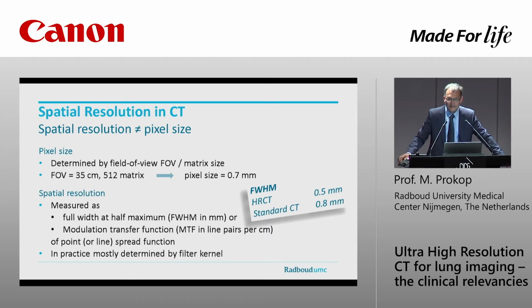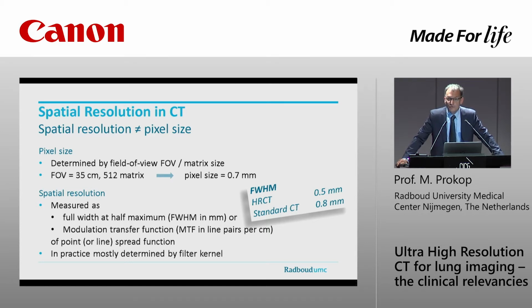On the other hand, the spatial resolution is something completely different. It is actually measured as a full width at half maximum in millimeter, or as the modulation transfer function, and at that point certain cutoff points in line pairs per centimeter. Now the full width at half maximum is what we're usually using for the slice thickness, but you could also use that as a way of measuring in-plane resolution.